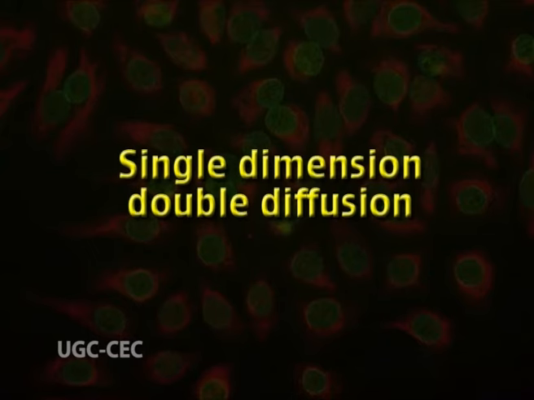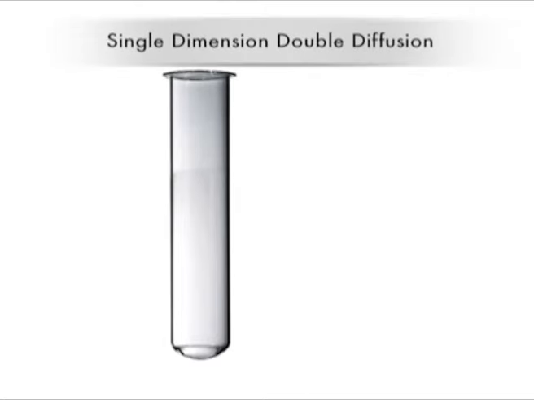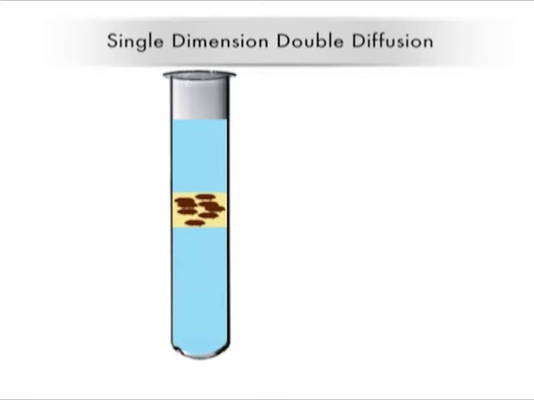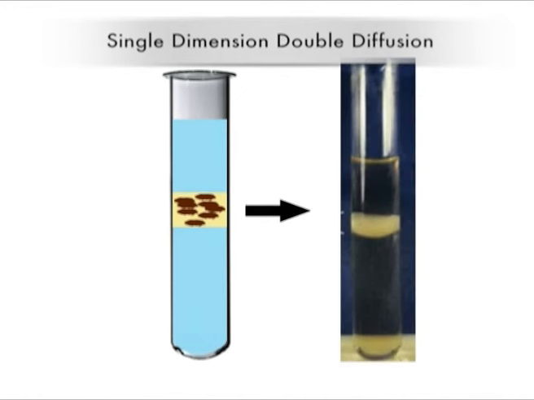Single dimension double diffusion. The antibodies are mixed with agarose in a test tube, above which is layered plain agar. Antigen suspension is placed above the plain agar. The antigens move downwards and antibodies move upwards. They meet in the plain agar and form a line of precipitation if they are complementary to each other. This is known as double diffusion because both antigens and antibodies are moving, but only in one dimension.